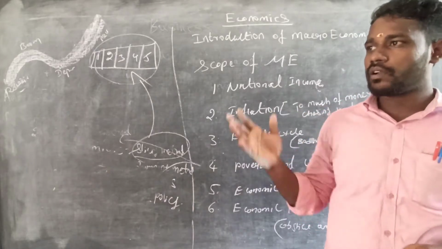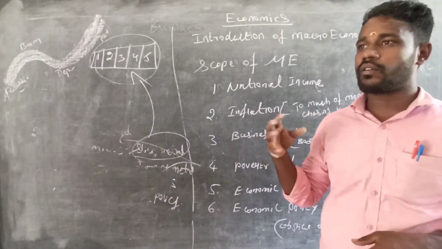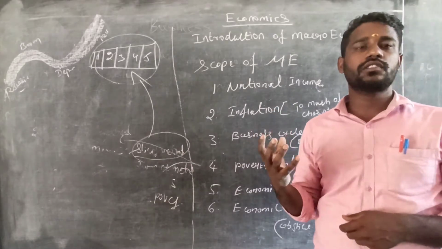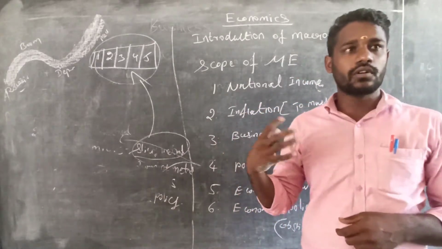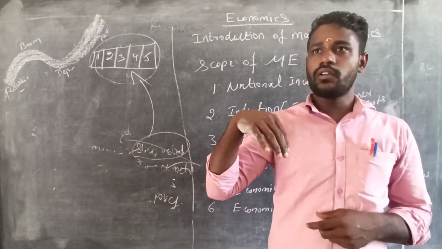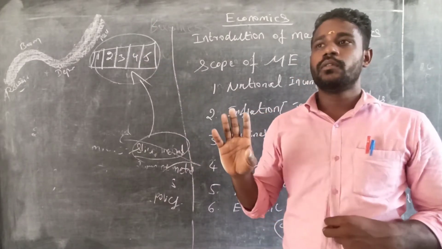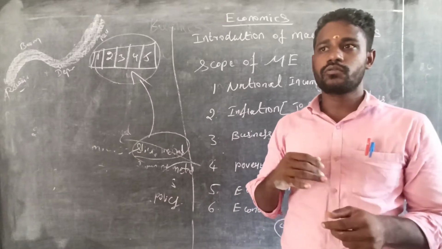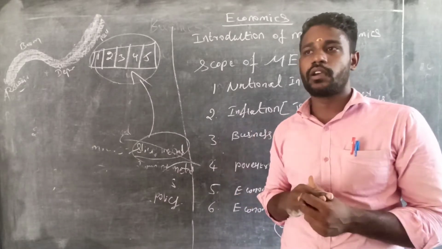Importance of macroeconomics. The basic points in macroeconomics are total output, total consumption, total savings and total income, and so on. This is called macroeconomics. First of all, the importance of macroeconomics, the scope of macroeconomics, and the limitations of macroeconomics.